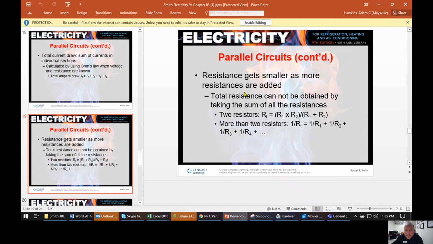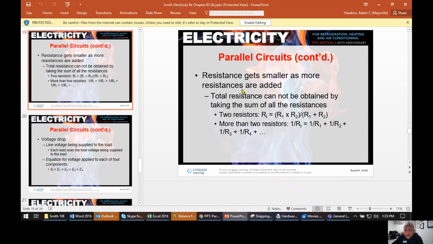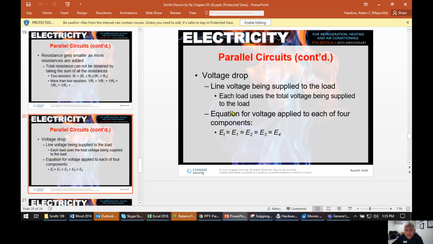Resistance gets smaller as more resistances are added. You'll do this in your lab, and you'll see a little bit more how it works. But what that essentially means is that R total should be less than, I'm not going to get into the formula too much right now, but R total should be less than any other resistor in the circuit. So by adding those on in parallel, you actually decrease the total resistance, which is kind of strange, but it's the way that it works.